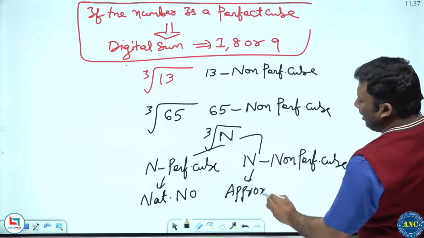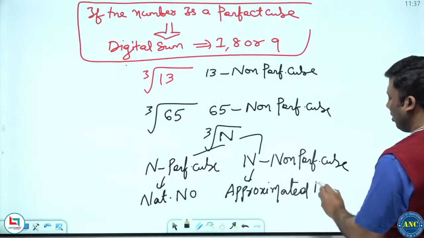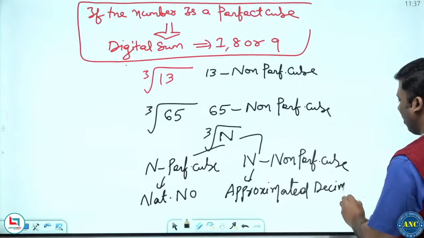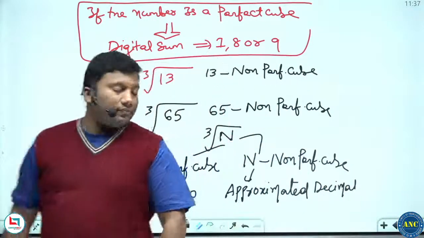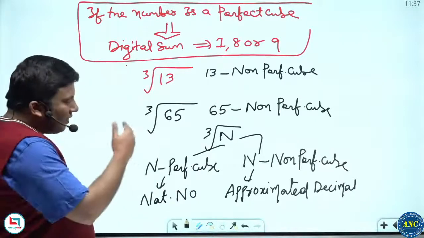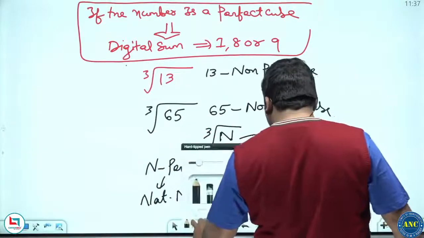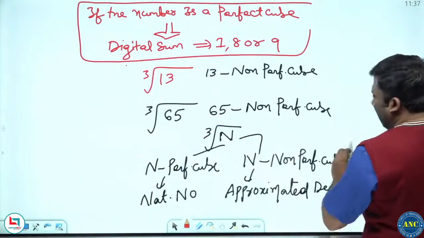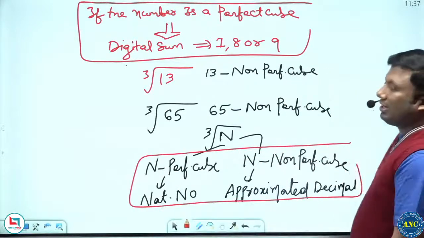Same as what we did for a non-perfect square, I will solve with the same approach so that you will understand how you will get the answer. If n is a perfect cube, then the output will be a natural number. If n is a non-perfect cube, then I will get an approximated decimal.